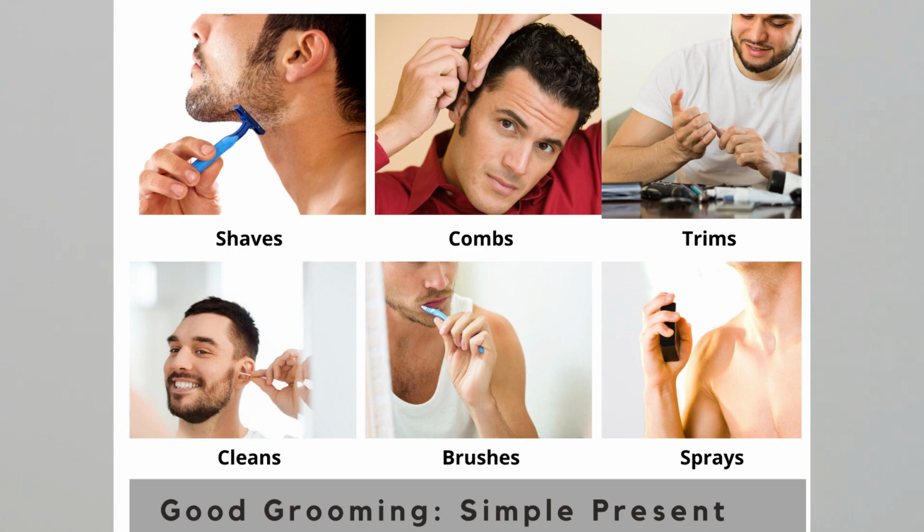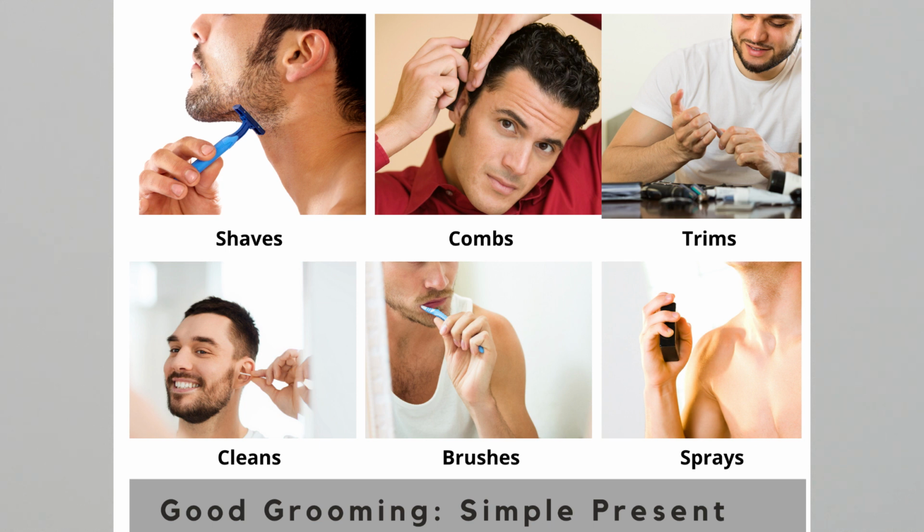So what we're going to do now is look at a sequence of 6 pictures. We're going to talk about what happened in these pictures 4 different ways. Let's go ahead and look at our first story sequence. On your screen, you should see a series of 6 pictures. This story is about good grooming. The first way I will tell this story is in the simple present.